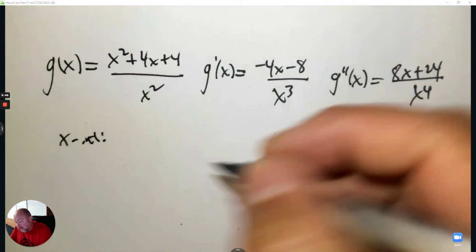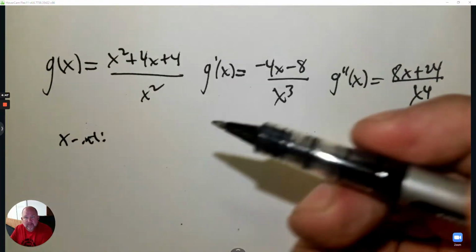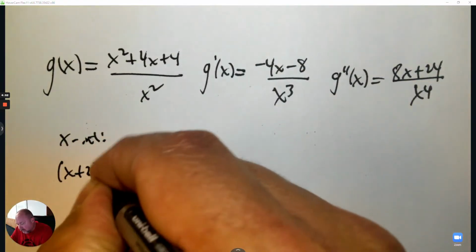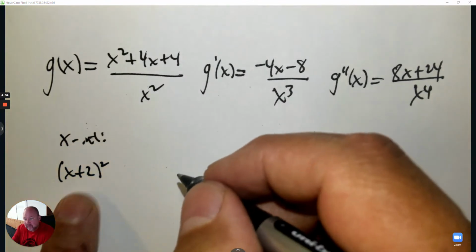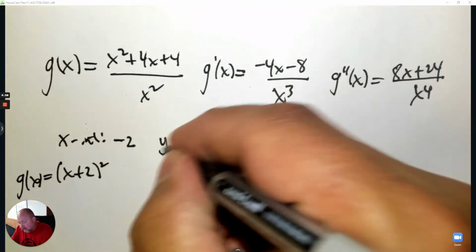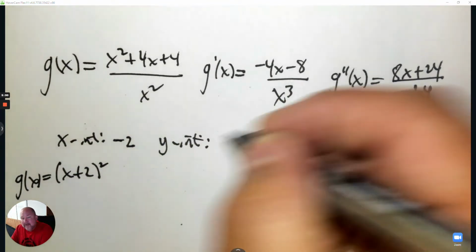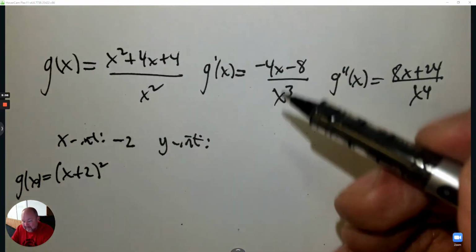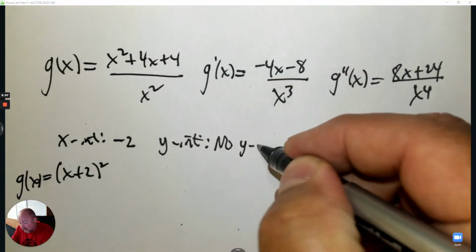So the x-intercept. If I factor this out, two numbers that multiply to 4 and add to 4 are +2 and +2. So if I factor it, this is what it's going to look like. So we have one x-intercept at -2. The y-intercept, plug in 0 for x, and it's undefined. So that means there is no y-intercept.